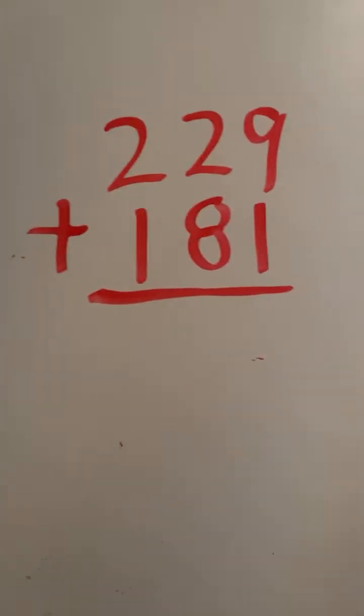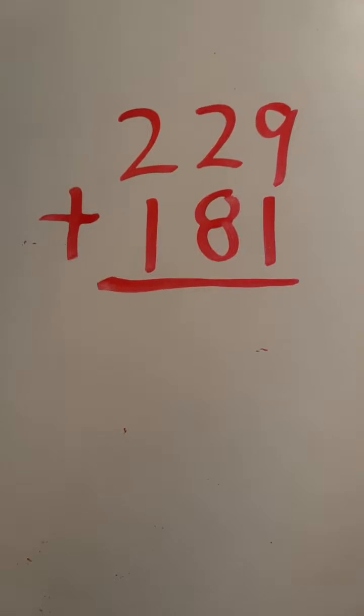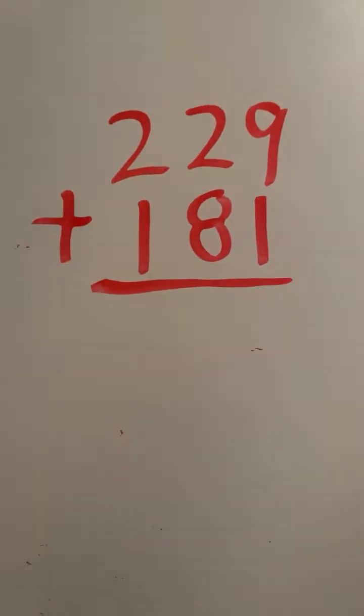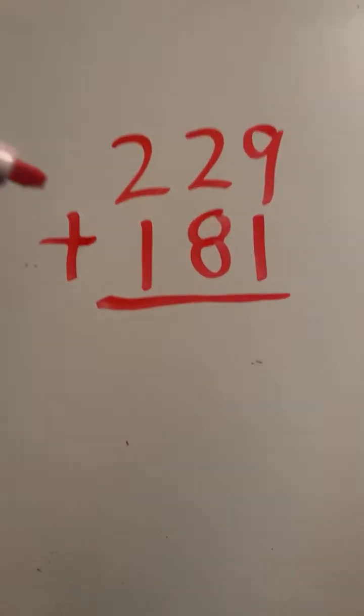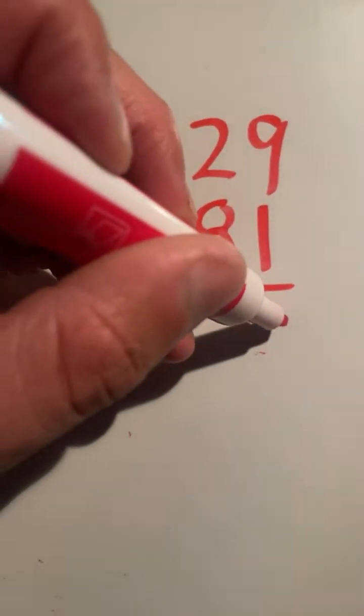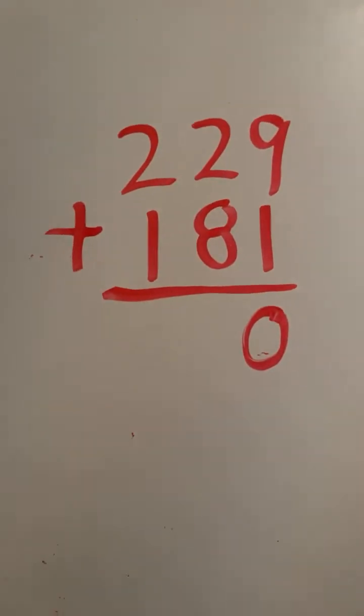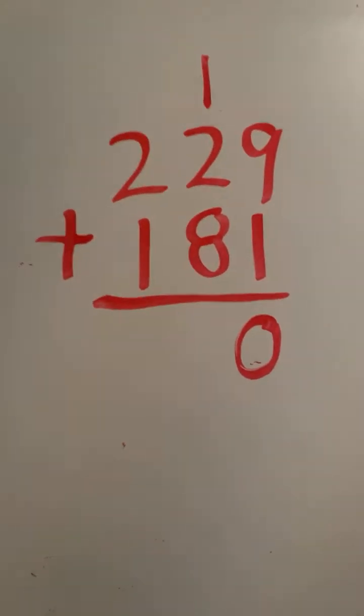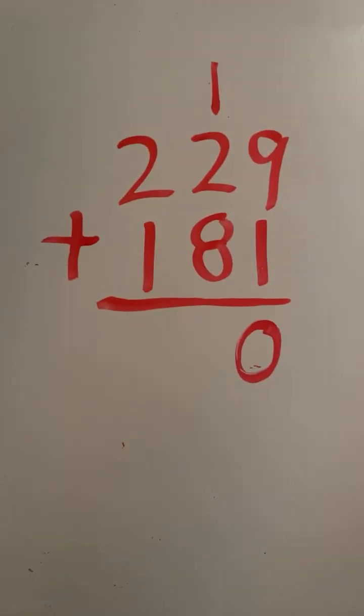So starting in the ones place, we are going to start off by adding 9 plus 1. 9 plus 1 equals 10. Anytime our sum is 10 or more, we will need to regroup. The 0 in 10 goes in the ones place. The 1 in 10 gets carried over to the tens place.